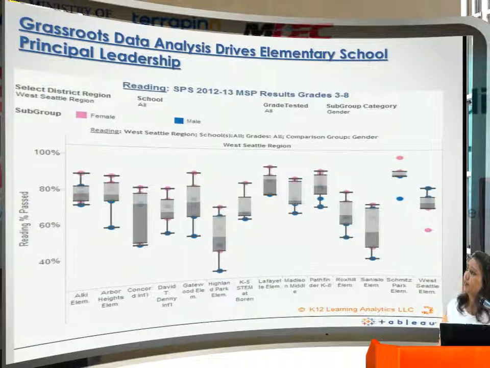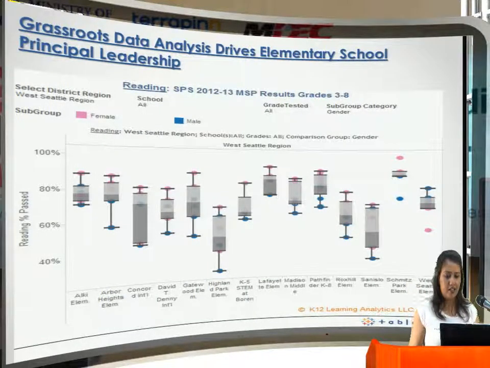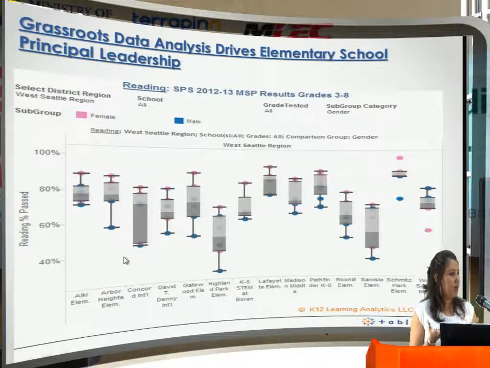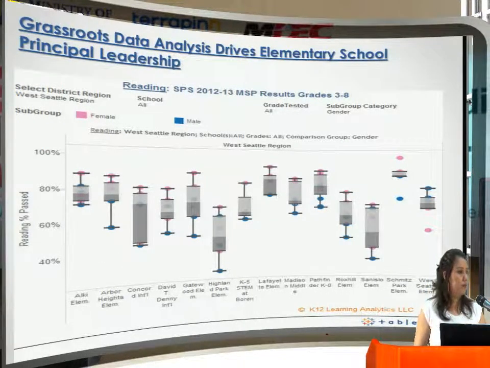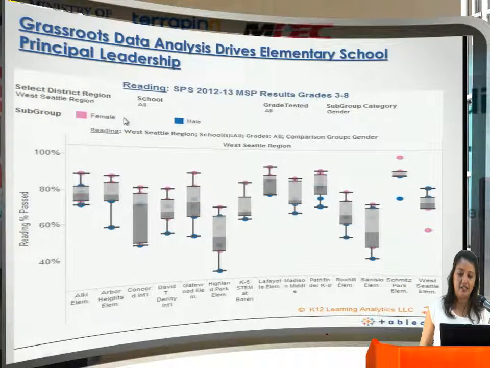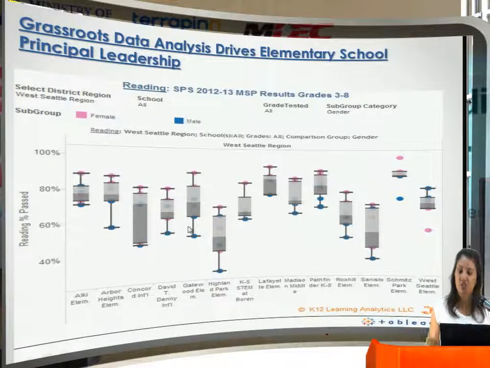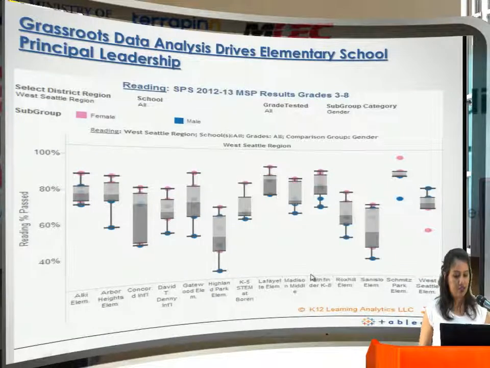The other one is using grassroots data analysis, which is driving elementary school principal leadership. What they're trying to do here is, they have district schools and they're trying to find out the percentage of reading passed. So what percentage of students have passed, or what's the highest versus lower percentage. A box plot is very easily seen here, and they can quickly see between females and males who is doing better. Is it male students or is it female? Which school or which district, etc.